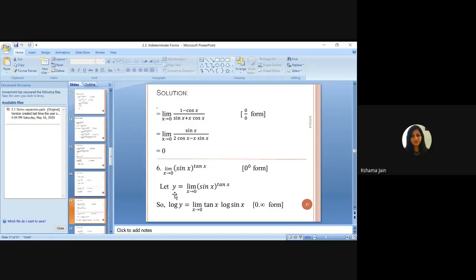The next question is again a power, so we'll take log. There are fixed patterns here. If f by g is there, simple L'Hospital's rule. If f raised to the power g is there, we need to take log. If f minus g is there, we need to add or subtract by taking the LCM. That's it. These are the three types of indeterminate form.